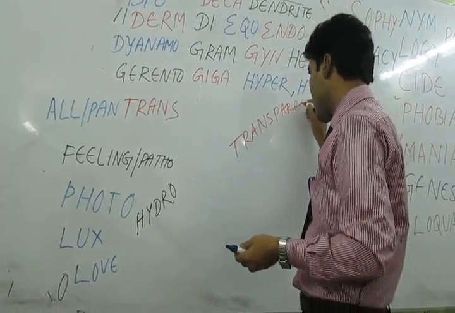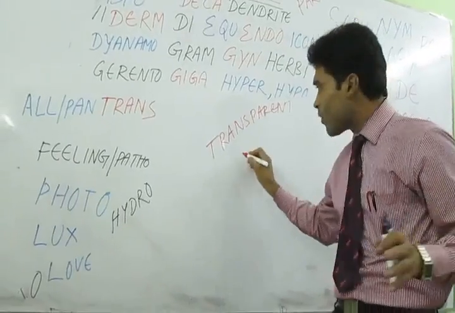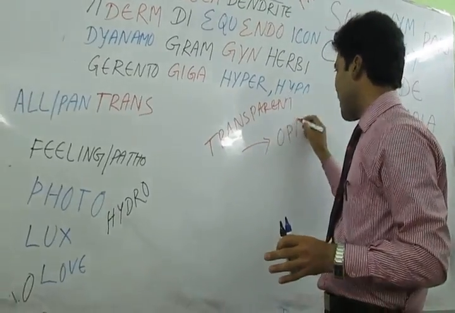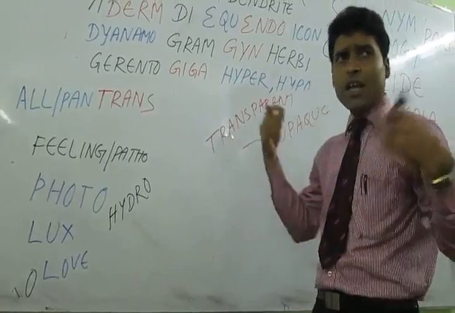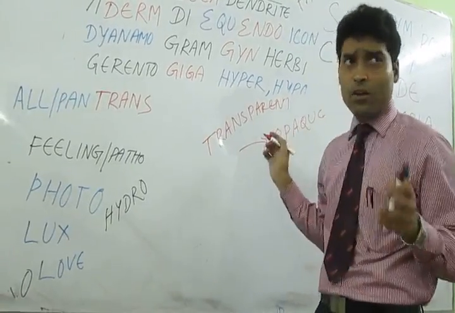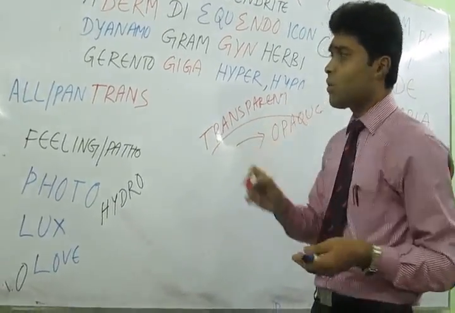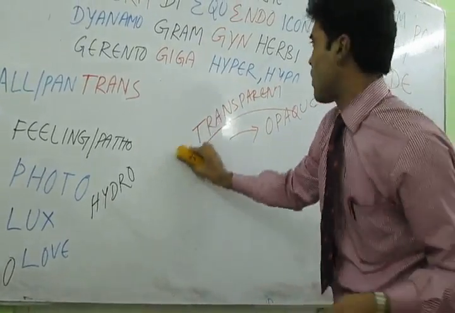Transparent means visible, clear. The opposite is opaque, O-P-A-Q-U-E. We'll discuss synonyms and antonyms in another class. Anyway, transparent means visible. So keep in mind all these words.